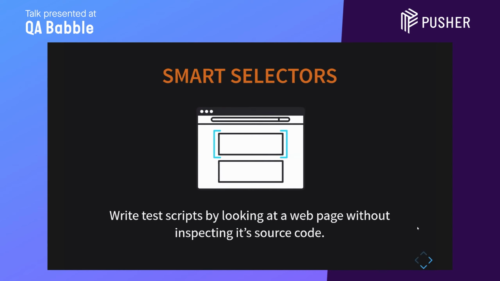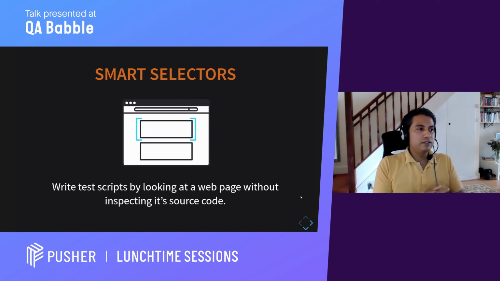Now, how does it do this? It does this by using smart selectors. You write test scripts by looking at a web page without inspecting its source code. Traditionally, whenever we try to automate something, we first try to identify the element, say using a CSS selector or XPath, and then we try to perform an action on it. But in Taiko, the advantage is that whatever you see on the page, you are trying to automate that. So if you see a text, say Google, you say click Google or highlight Google, and it will do that for you.